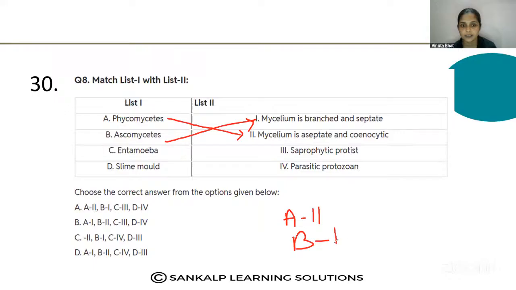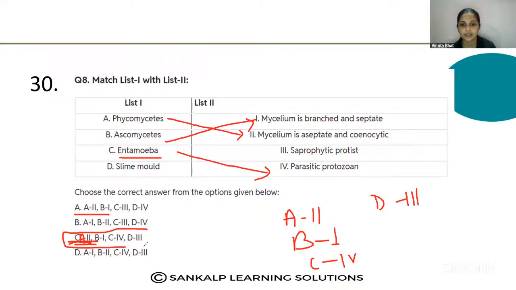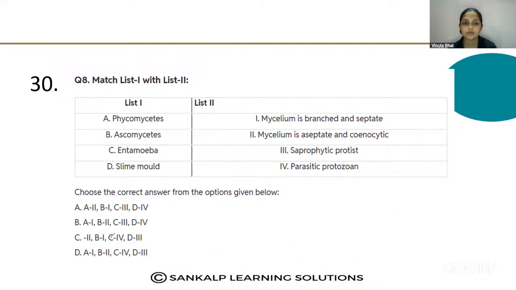B1 is correct. Entamoeba is the parasitic protozoan, and slime mold is saprophytic, so D3. A2, B1, C4, D3, yes, this is the correct one. Here A is not mentioned, so you get confused. A2, B1, C4 and D3 is the correct one. Option C is the correct answer. In this type of question, find out which ones you know and eliminate the options, then you get the answer easily.